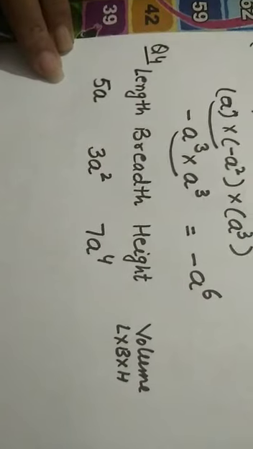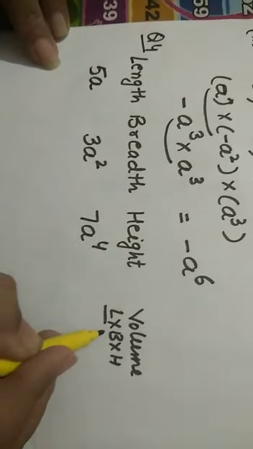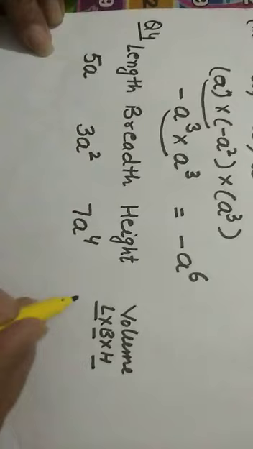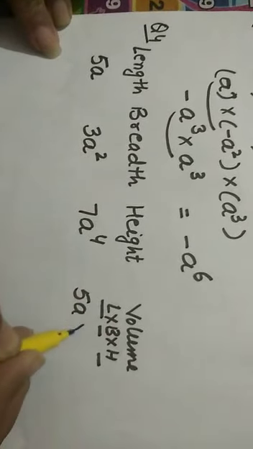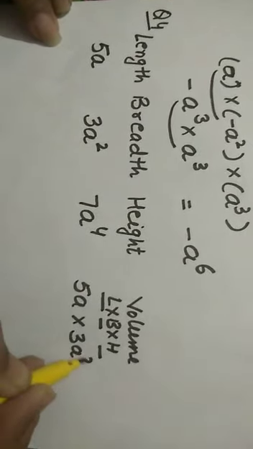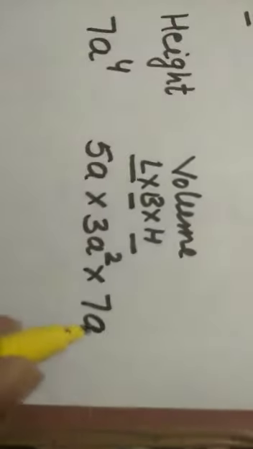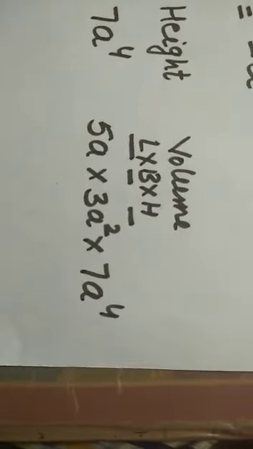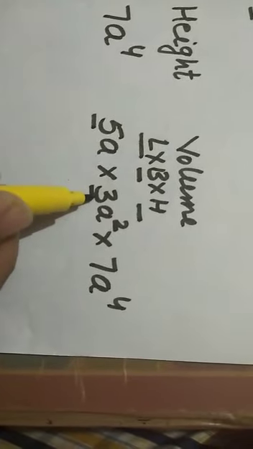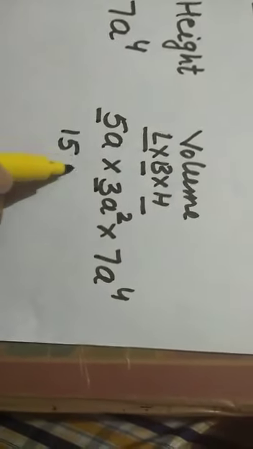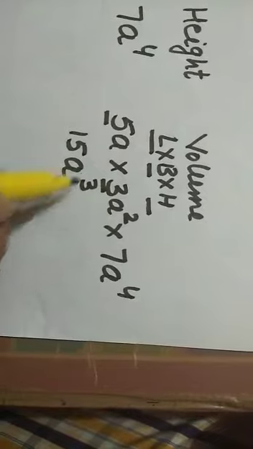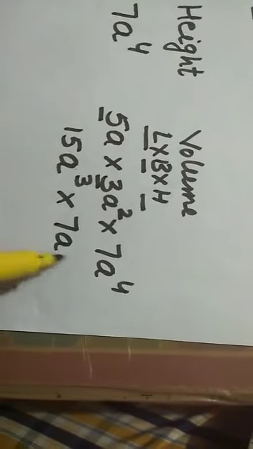Now the formula for the volume we have L into B into H. Now 5a multiplied by 3a square into 7a raised to the power 4. We will multiply 5 with 3, 15a cube multiplied by 7a raised to the power 4. So this will be 105a raised to the power 7.